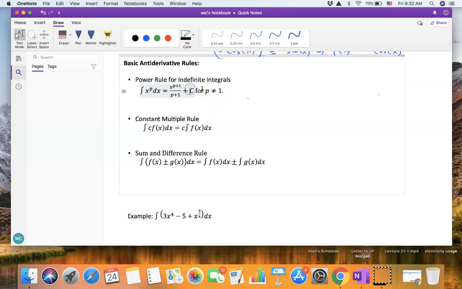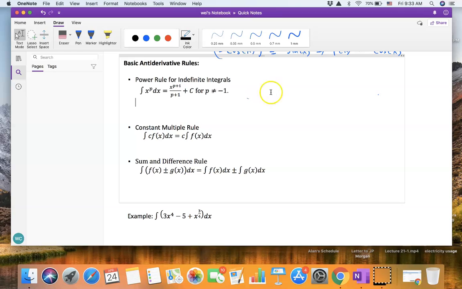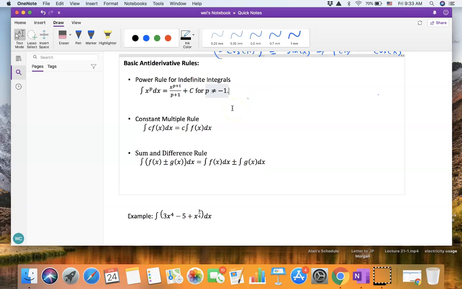Sorry, p should be not equal to -1, not +1. The reason p cannot be -1 is if p is -1, the denominator is going to be 0. Right? Okay.